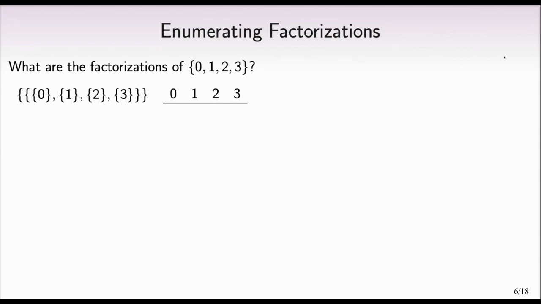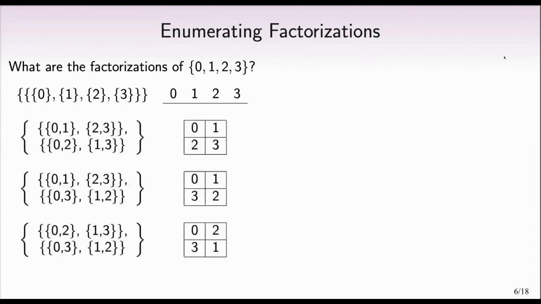And so if I'm going to have a factorization of 0, 1, 2, 3 that isn't this trivial one, I'm going to have to pick two partitions of my four-element set that each break the set into two parts. And there are three partitions of a four-element set that break it up into two parts. And for each way of choosing a pair of these three partitions, I'm going to get a factorization. So there will be four factorizations of a four-element set. I draw them here with these little squares that hopefully it's clear what they mean.